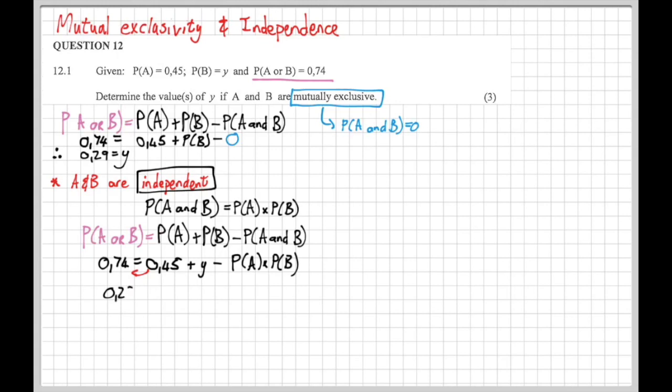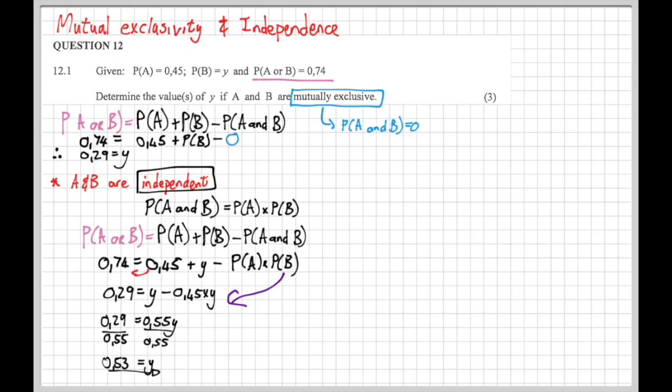So I'm going to solve by taking over the 0.45 and subbing in the 0.45 into the probability of A and the Y into the probability of B. Now I've got a basic algebra sum to solve. Now 1y minus 0.45y is 0.55y. And if I want to determine y, just divide by 0.55. And my final answer for y is then 0.53. And there you've got your value for y, or the probability of B.